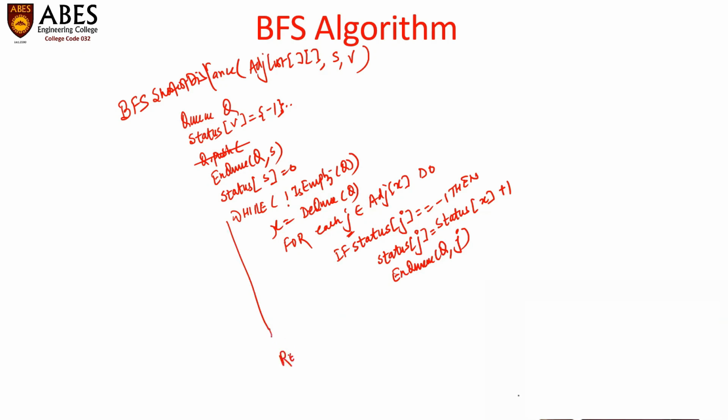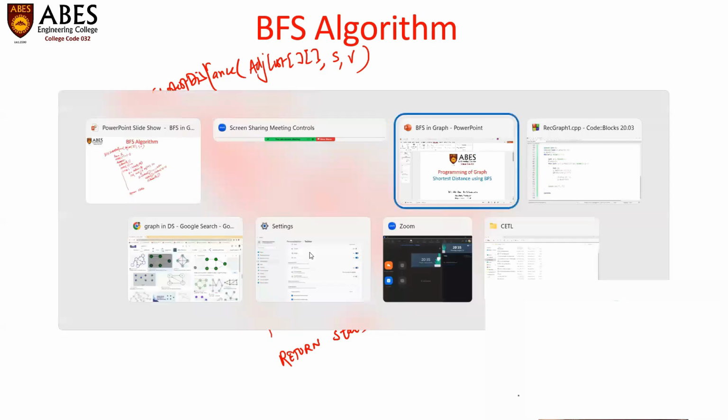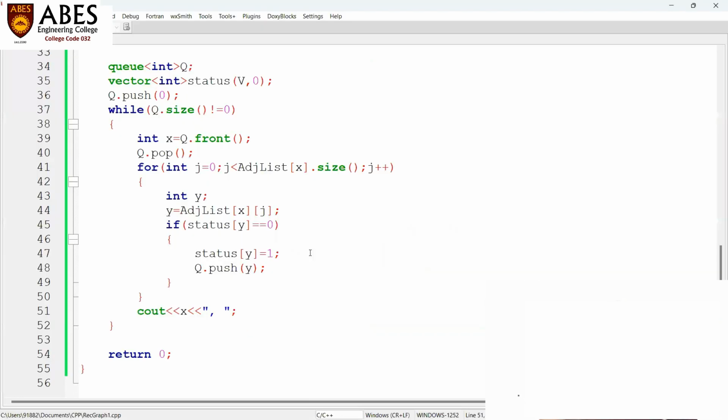So finally, you can return the status vector, which will contain the distance of all the vertices from the given source. But let's try to implement this using a very small code. For implementation, we will take the previous code only. I think you'll remember how to write the code for the BFS. We're taking that as a base.